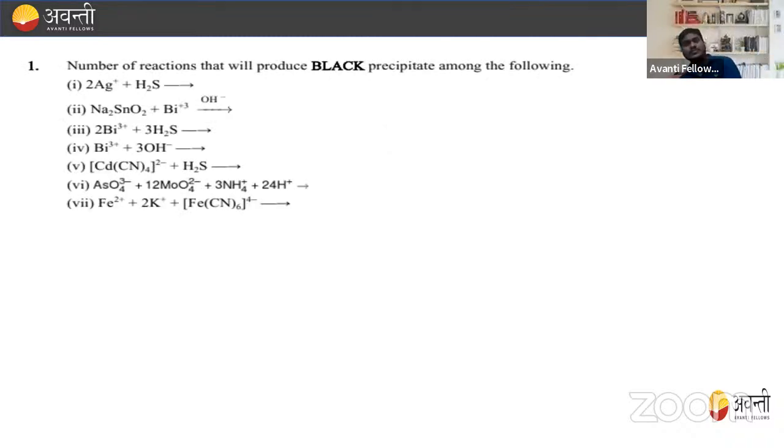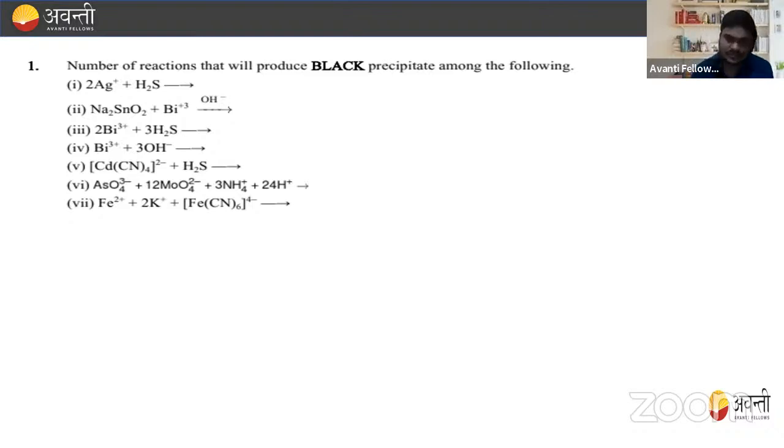Good. Now, let's move to the third section, right? This is totally a numerical based question. So try to understand this thing. This is totally a numerical or integer type question. Number of reactions that will produce black precipitate among the following. So in which of the following reactions will the black precipitate be formed? So identify this, right? Out of these seven reactions, in which will black precipitate be formed?